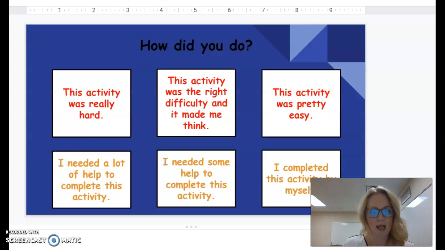Your last slide of this activity is how did you do? You are going to need to circle one of these boxes and one of these boxes. Was this activity really hard? Was this activity the right difficulty and it made me think? Or was this activity pretty easy? The next one, I needed a lot of help to complete this activity. I needed some help, and I completed this activity by myself. So finish that one for me and you'll be done.